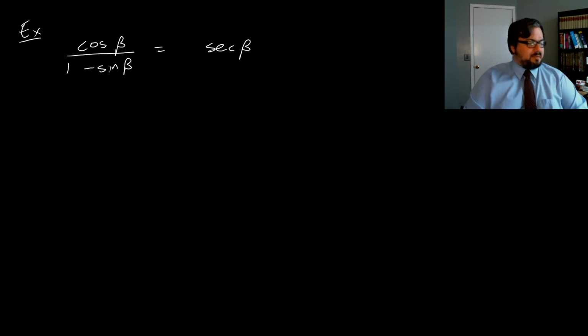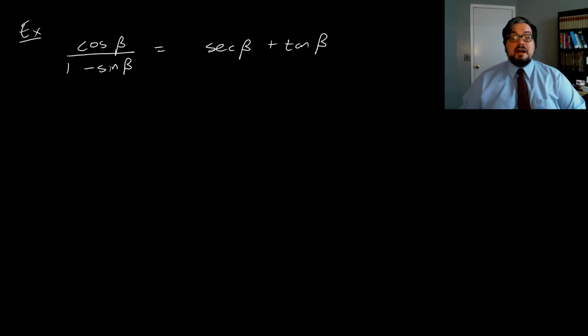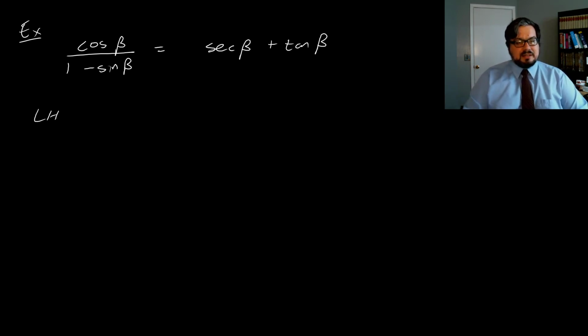Let's look at another one. Let's look at cosine of beta over 1 minus sine beta, and that's supposed to equal secant of beta plus tangent of beta. So another trick that we can use is the following. Let's start with the left-hand side again. And let's say we've got cosine beta over 1 minus sine beta.